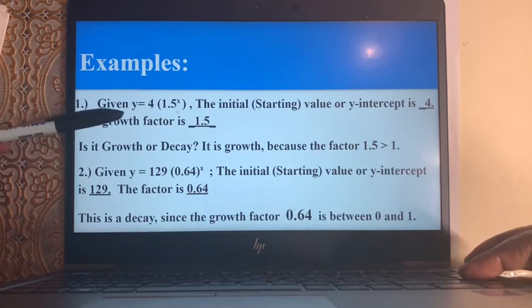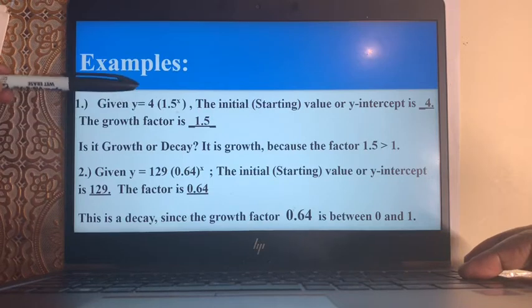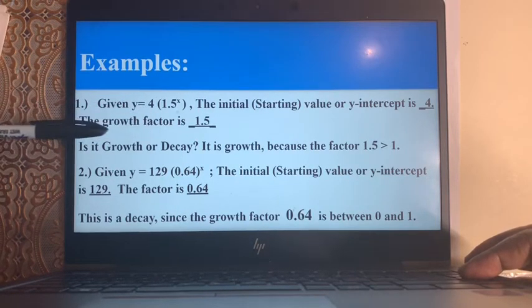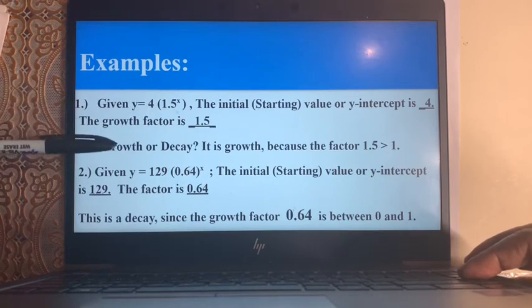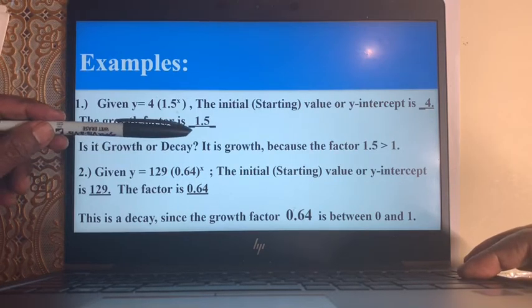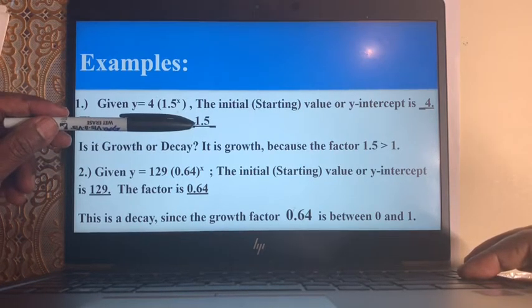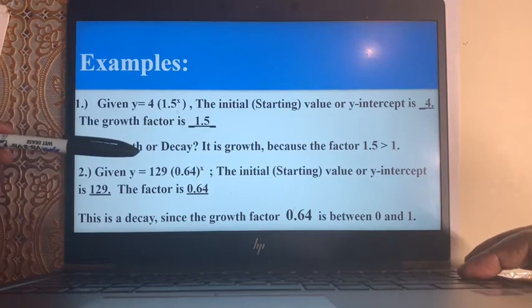For instance, if we have y equals 4 times 1.5 to the power of x, the initial or starting value is 4. The growth factor is 1.5. Is it a growth or decay? We see that it is a growth because the factor 1.5 is greater than 1.